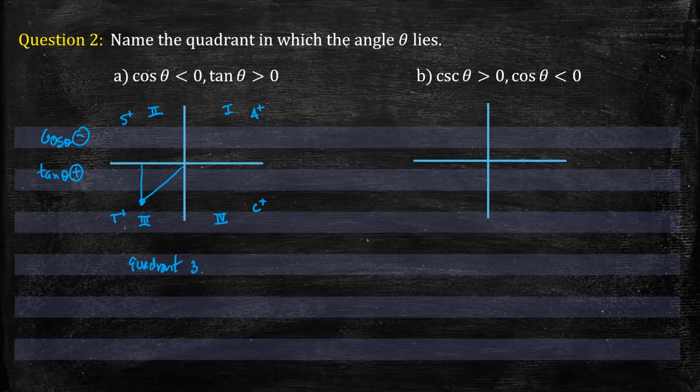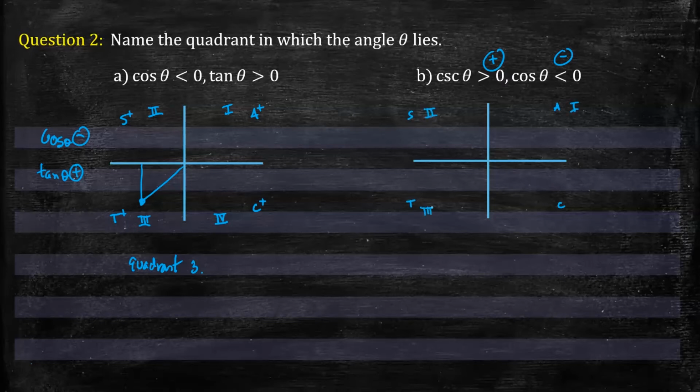Okay, in question B, cosec theta is positive, greater than 0. And cos theta is less than 0, which means that cos is a negative number. Again, we label our diagram CAST, and this is quadrant 1, quadrant 2, quadrant 3, quadrant 4. So let's look at cosec theta.